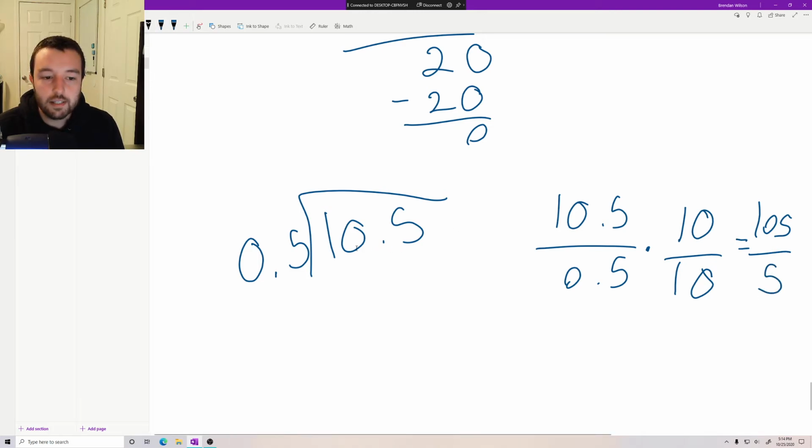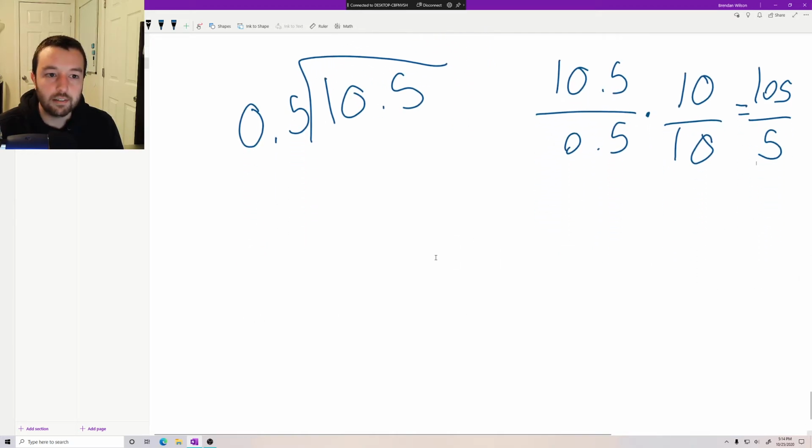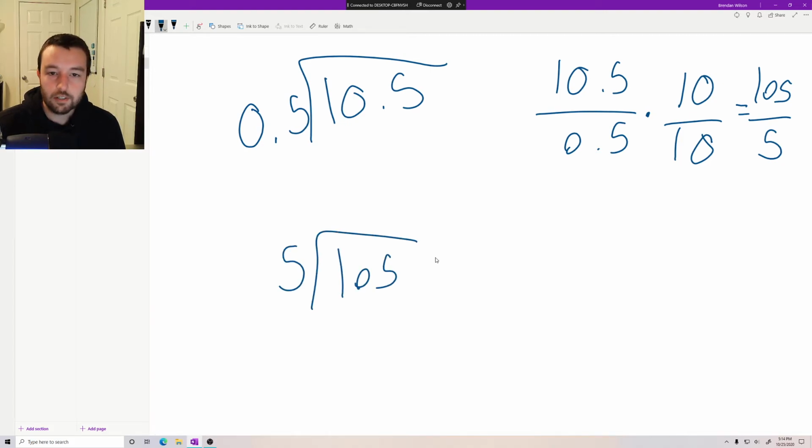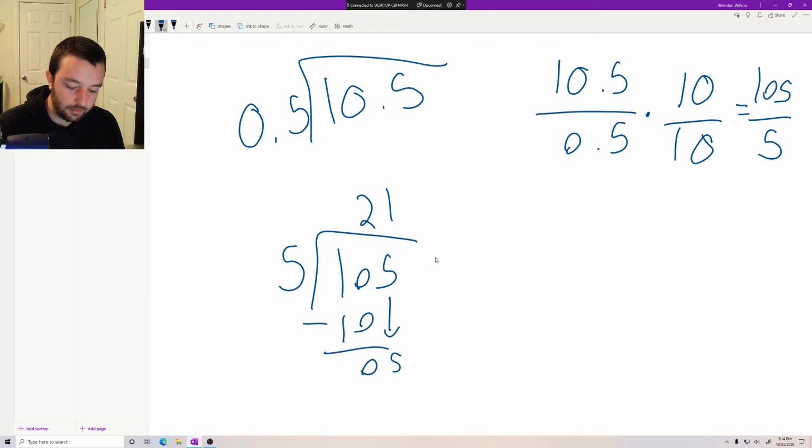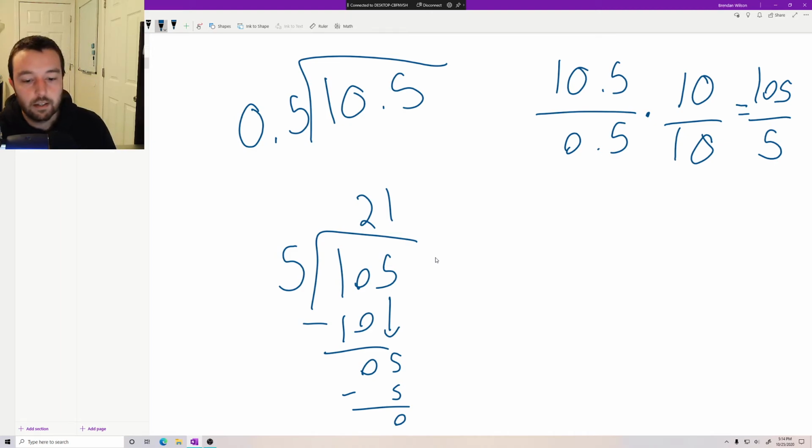So we see that 10.5 divided by 0.5 is really just the same thing as 105 divided by 5, which is a much easier problem to do. Now we're just dividing two whole numbers. So 5 goes into 10 2 times. 5 goes into 5 1 time. And then we're done. So it's that simple. If you want to confirm on your calculator here, let's do 10.5 divided by 0.5 and we get 21.